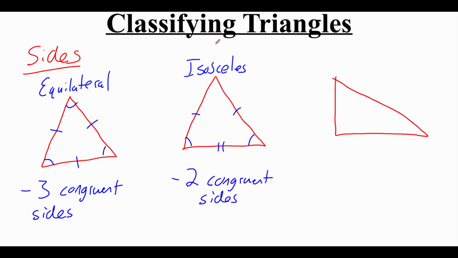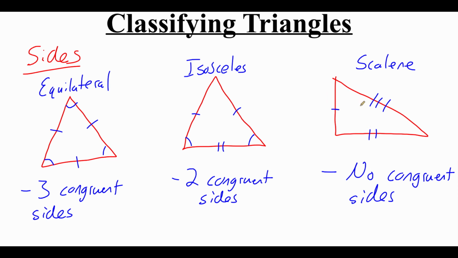And then our last type of triangle that we could have, all three sides could be different lengths. So I've marked all three sides differently to show that they're all different lengths. If all three lengths are different, then your triangle is scalene. And if none of your sides are congruent to each other, then none of your angles are going to be congruent either.